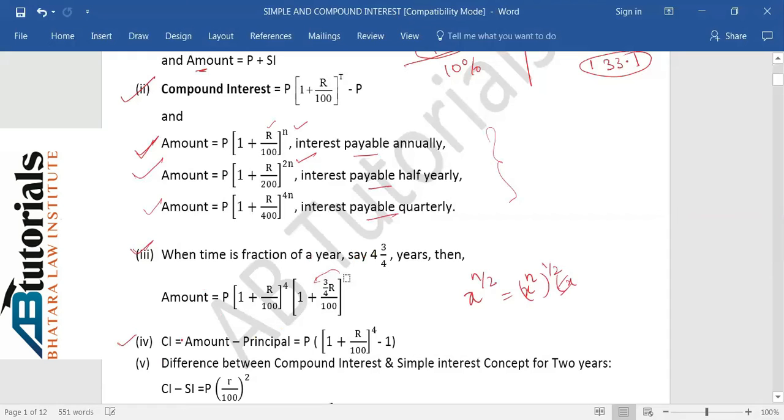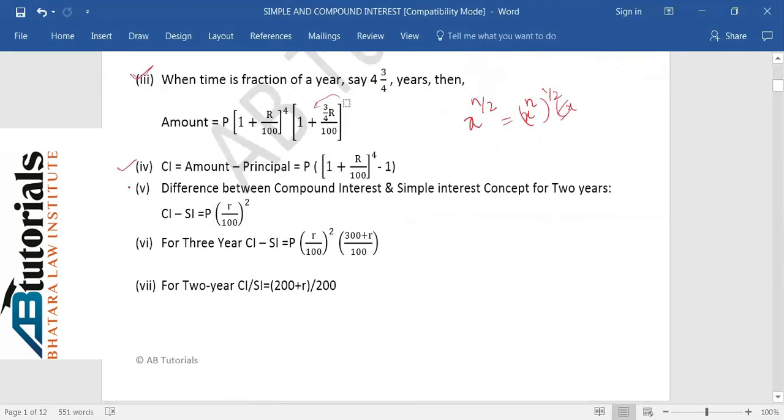Now compound interest, as I have told you, amount is equal to principal plus CI, so CI will be amount minus principal. The most important things are these two formulas, because whenever there is a question on the difference of compound interest and simple interest, we could follow the proper procedure going through the formulas, but it takes lots of time, at least 5 minutes for one question. Otherwise, you need to skip it.